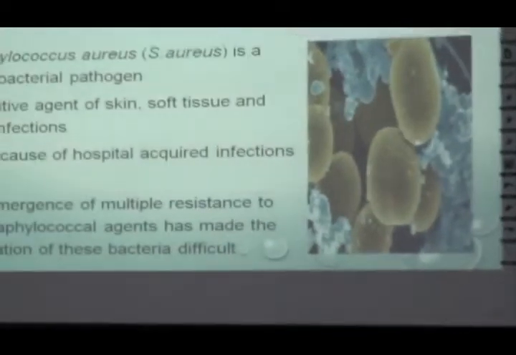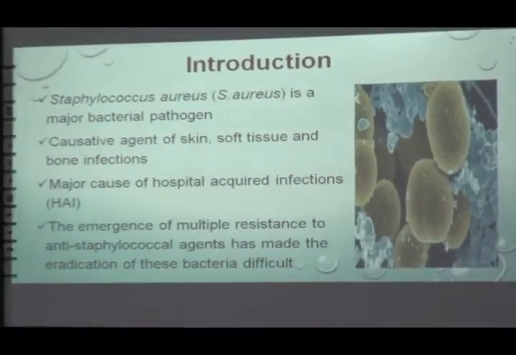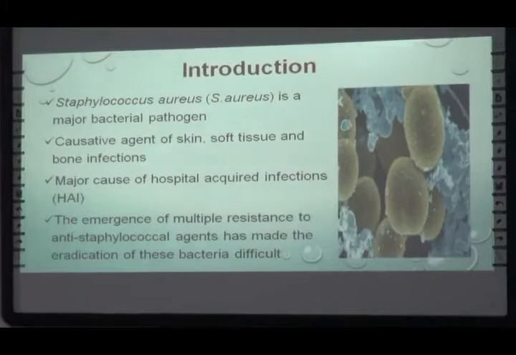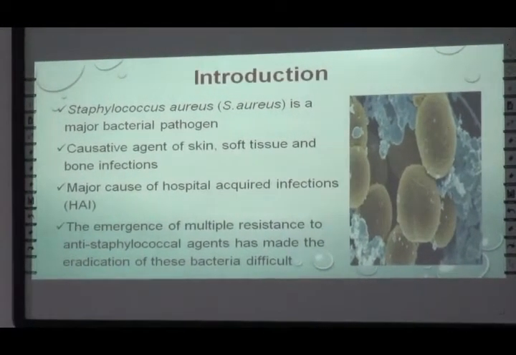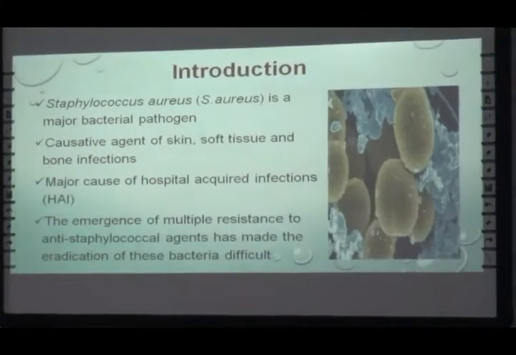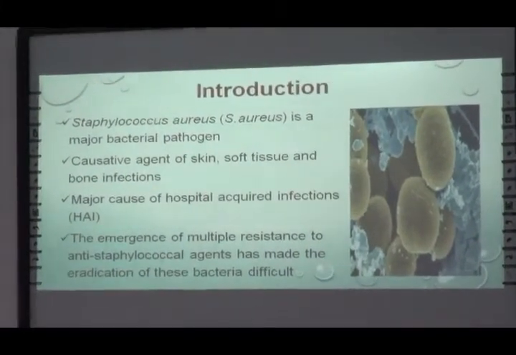Staphylococcus aureus is a gram-positive bacterium. It's also a facultative anaerobic bacterium. It's also a non-spore-forming bacterium. It's the causative agent for skin, soft tissue, and bone infections. And the major cause of hospital-acquired infections, and the emergence of multiple resistance to anti-staphylococcal agents has made the eradication of these bacteria difficult.